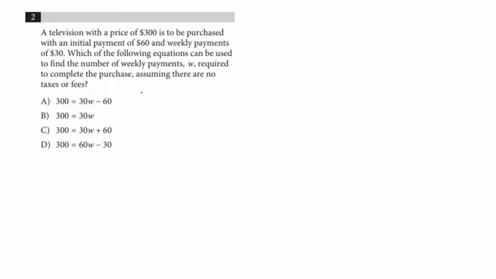Okay, so a television with the price of $300, this is important information, so let's write it down. $300 is to be purchased with an initial payment of $60, okay? $60, let's write that down. And weekly payments, weekly, note that, of $30, okay? So, which of the following equations can be used to find the number of weekly payments, W, required to complete the purchase, assuming there are no taxes or fees?